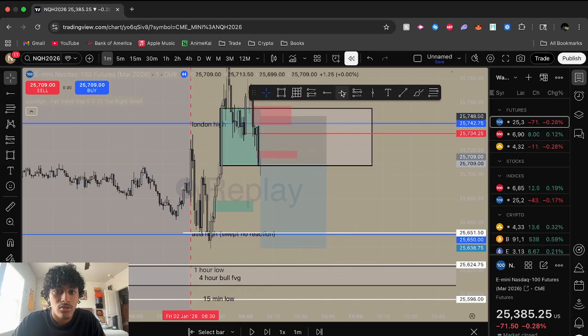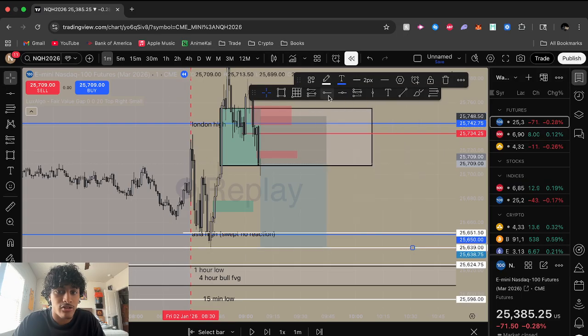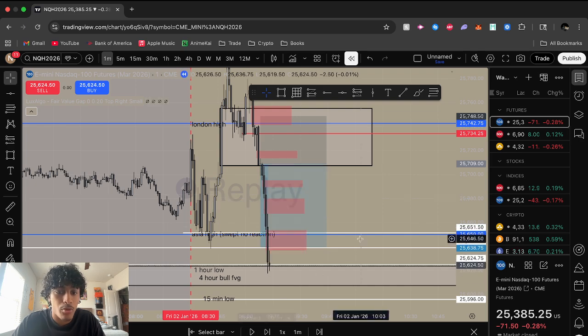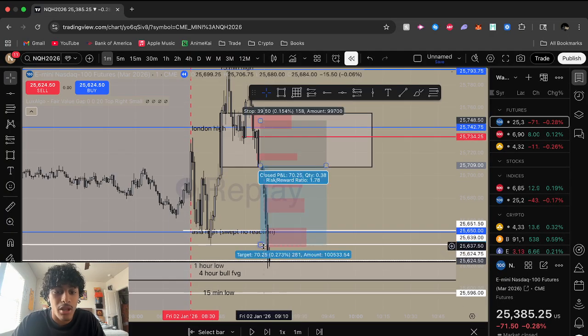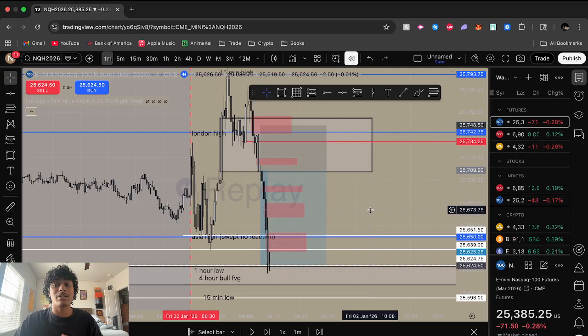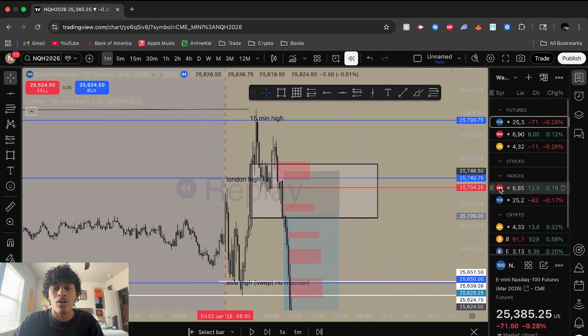And we'll just see how it goes. So we end up banging our TP. Maybe if I want to be a little risky, I could play to this 1 hour low. But regardless, we end up sniping the position based on our entries.